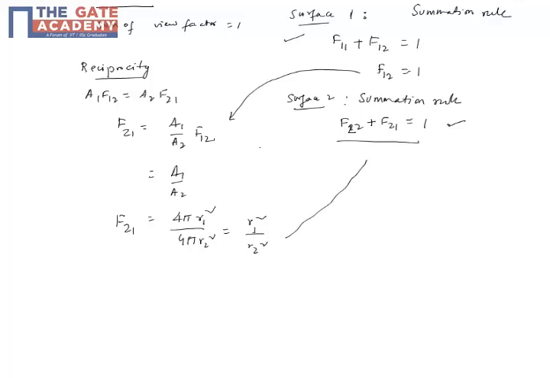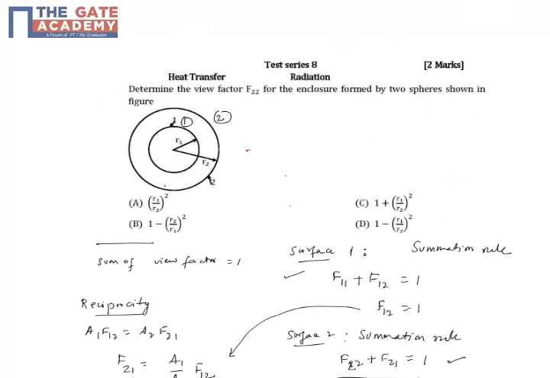So I go back and substitute it here. F22 is 1 minus F21, that is 1 minus r1 square by r2 square. So the answer we get is D. This is again a standard shape factors problem. Apply the summation rule for each of the surfaces and then the reciprocity rule for combining these two surfaces. Thank you. D is the answer.